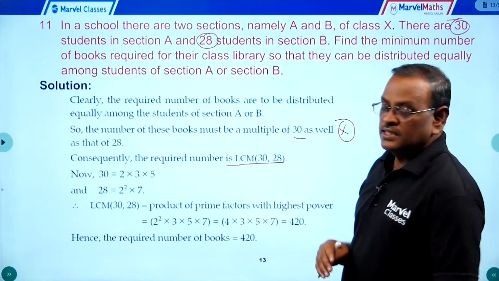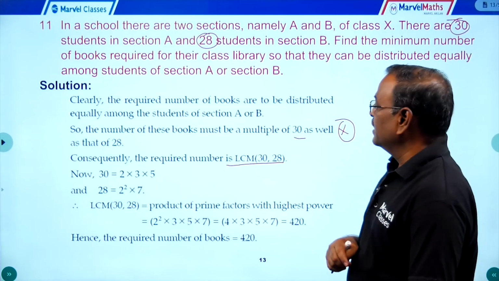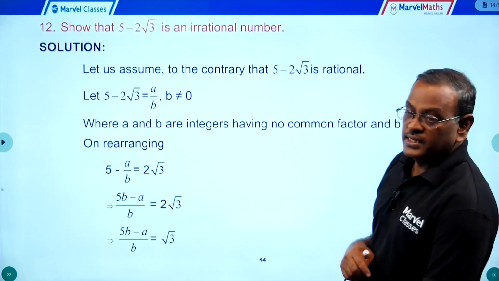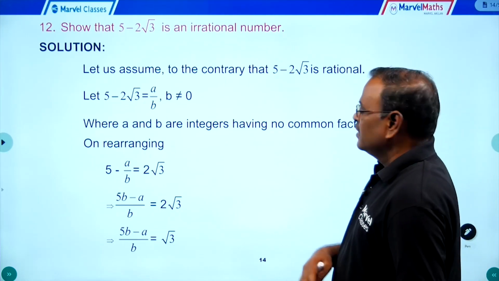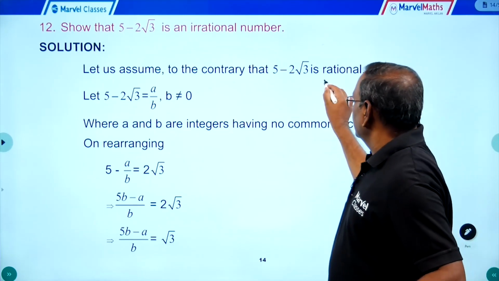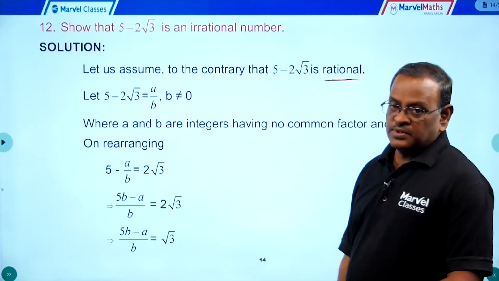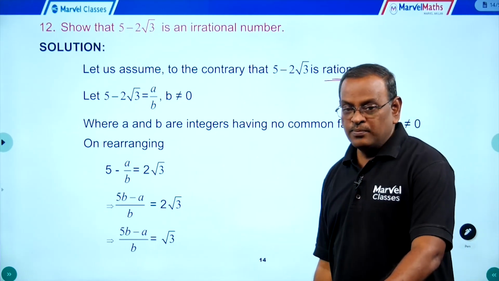So this is the last sum in the first exercise of the fundamental theorem of arithmetic and the first sum in irrational numbers. Show that 5 plus 2 root 3 is an irrational number. This method is called the method of contradiction. Assume that it is rational and prove that our assumption is wrong. The proof is very important and standard. You can't change the proof pattern.